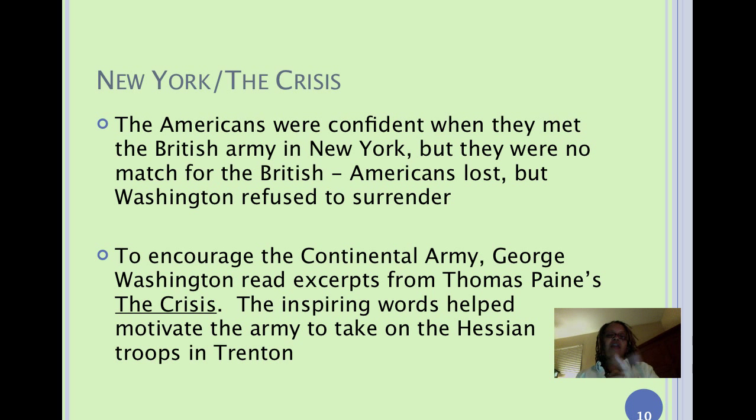So, now there was a battle in New York. The Americans and the British met in New York. The Americans were pretty confident. They were feeling good, like, we have great leadership, we're strong, we're prepared. Unfortunately, they lost to the British.